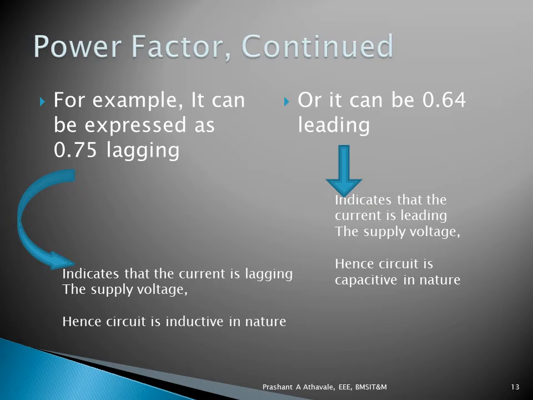Cos inverse of 0.75 is 41.4 degrees. You can put your calculator in degrees mode and find cos inverse of 0.75, and you will get the angle as 41 degrees. What does this mean? It means that the phase difference between voltage and current is 41 degrees. Because of the word lagging, you can also say that the circuit is inductive in nature, and hence the angle is 41.4 degrees, and it is lagging.